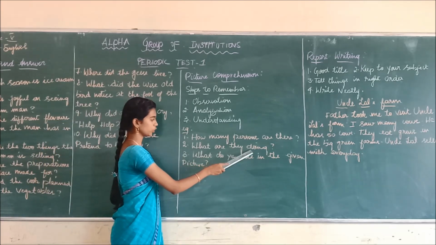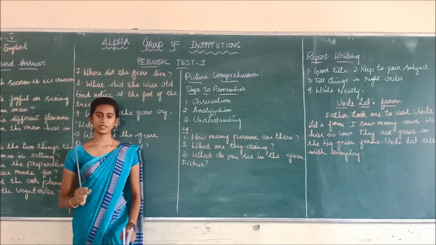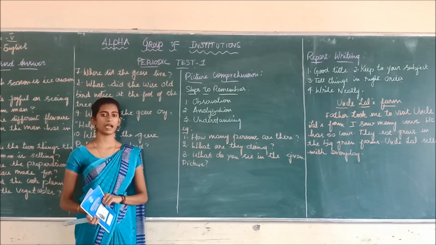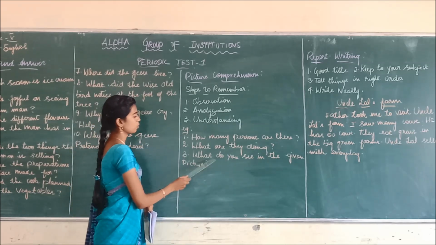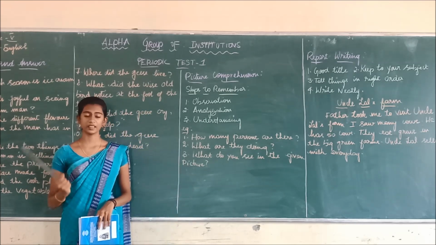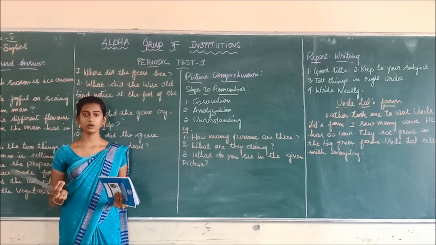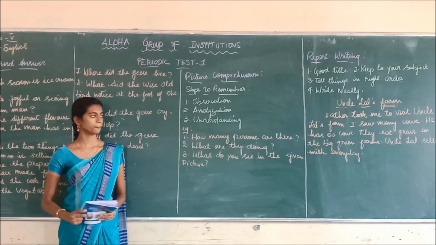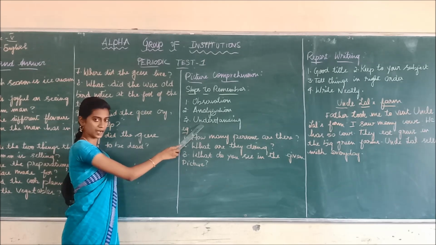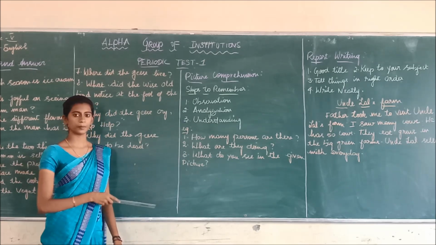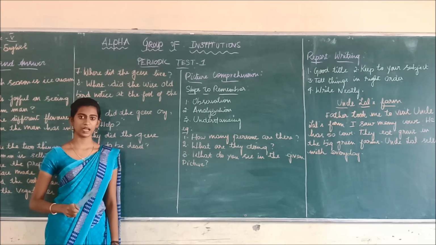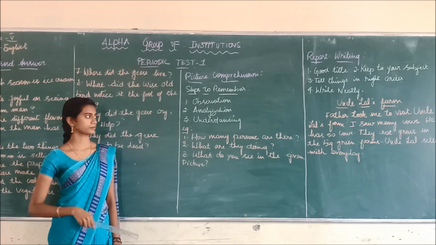Next, what are they doing? You have to observe what the persons are doing in the picture, and write the answer for that. Next, what do you see in the picture? You have to write the answer by understanding what you have observed in the picture. So, the 3 steps are observation, analyzation, understanding. Have you understood how to write the picture composition? First, observe, analyze and understand, and then go on to the questions.